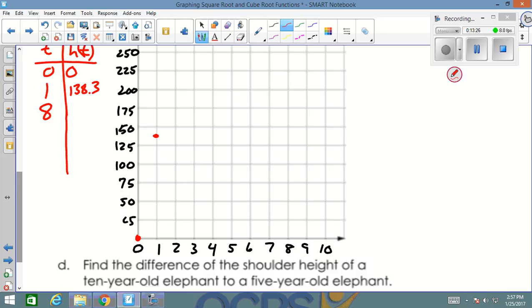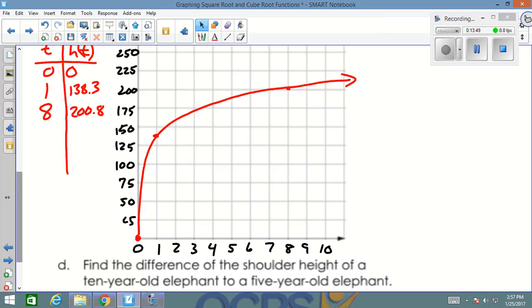Why would we choose 8? Because it's a perfect cube. The cube root of 8 is 2. So 2 times 62.5 is 125. And we have to add our 75.8. We get 200.8. So at 8 here, we're going to be at 200.8, which is about right there. So our function will look something like that.